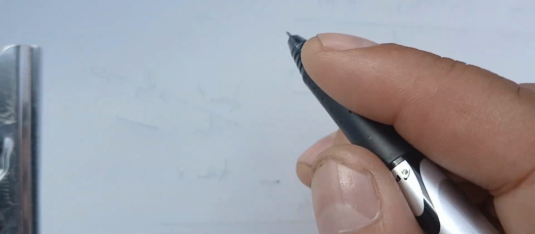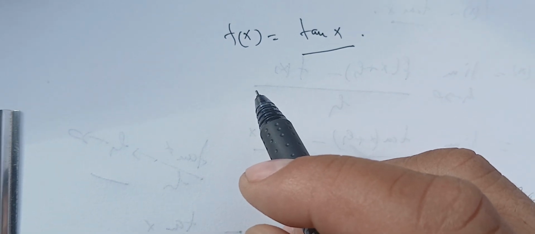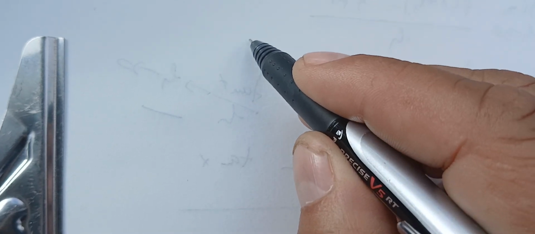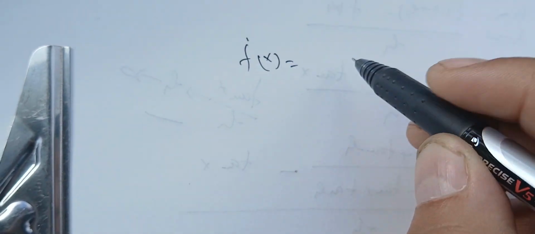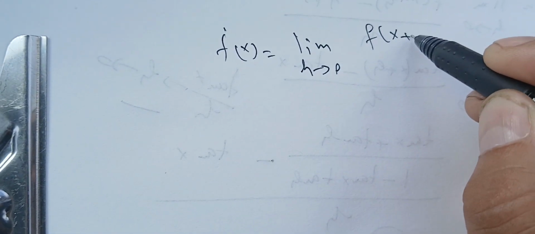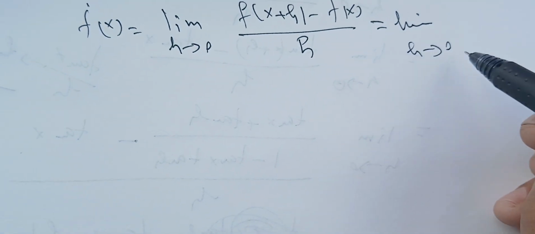In this video, we're going to let f of x be the tangent of x, and we want to find its derivative using the definition of the derivative. So in this case, we are interested in f prime, which is the limit as h goes to 0 of f of x plus h minus f of x over h.